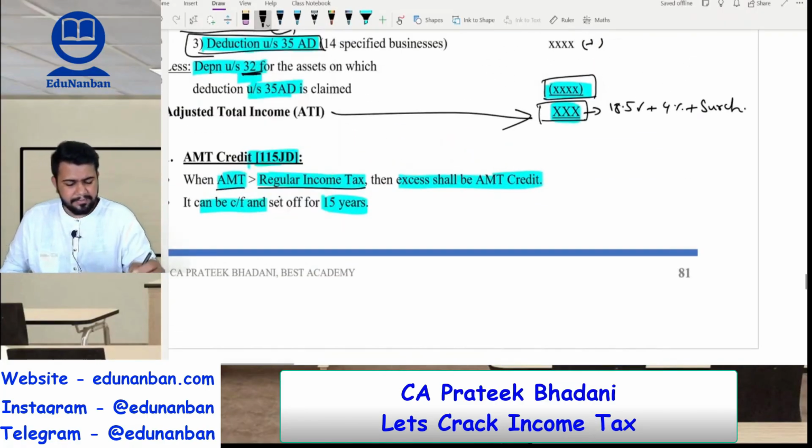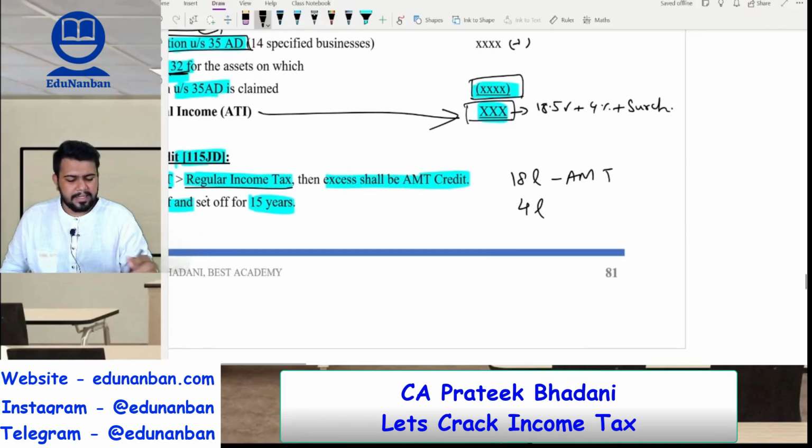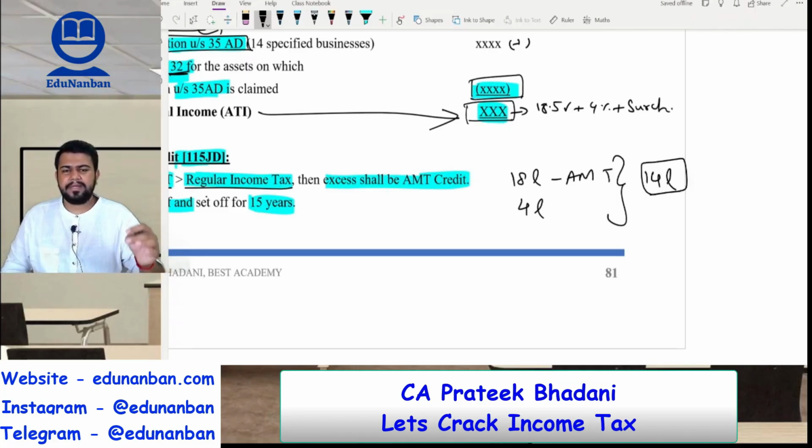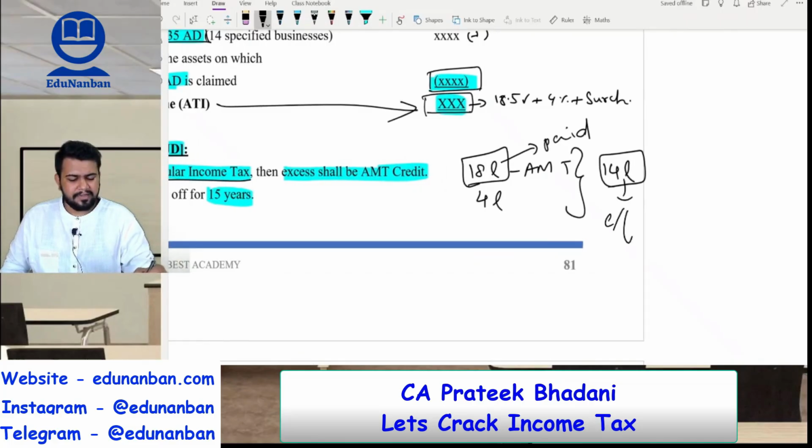So I gave you an example where the AMT is, let's say, 18 lakhs, and the regular income tax is only 4 lakhs. Then how much will be the AMT credit? The AMT credit will be 14 lakhs. Correct? That is the excess of AMT over regular income tax. How much should actually be paid to the government in the year? AMT should be paid to the government during the year. This 14 lakhs can be carried forward for 15 years.